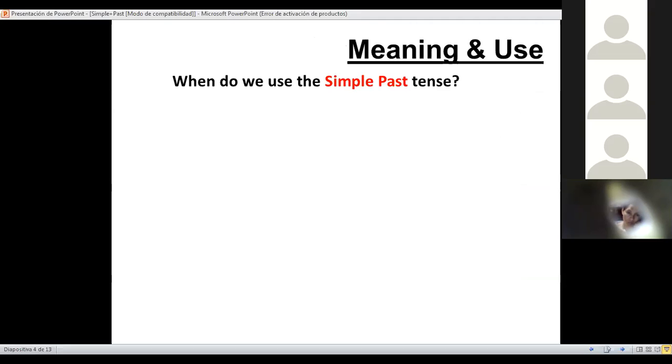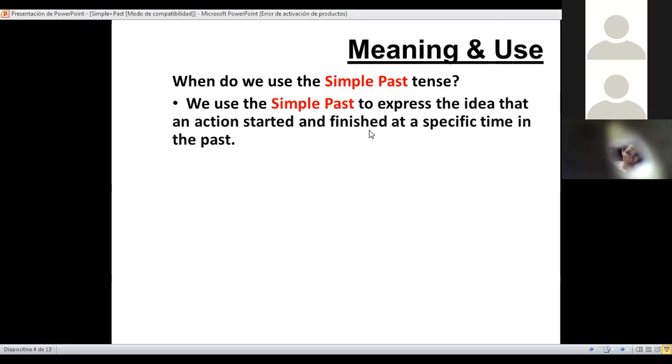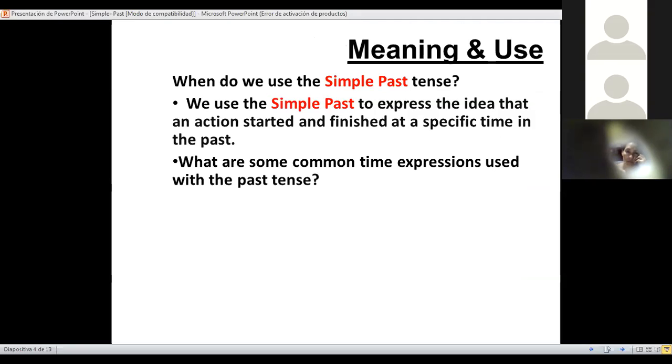Okay, so let's take a look at this. We use simple past to express the idea that an action started and finished at a specific time in the past. So remember that past es que ya estuvo, ya terminó, all right? This is a finished activity. Now, what are the time expressions? What are the common time expressions used in the simple past?